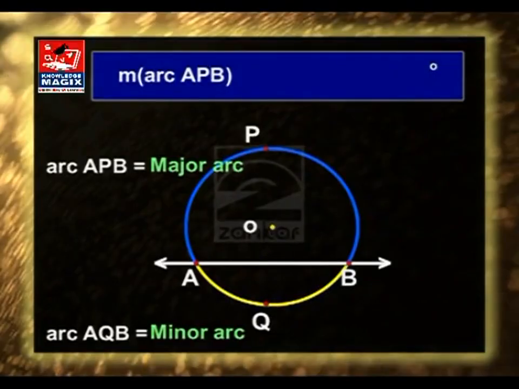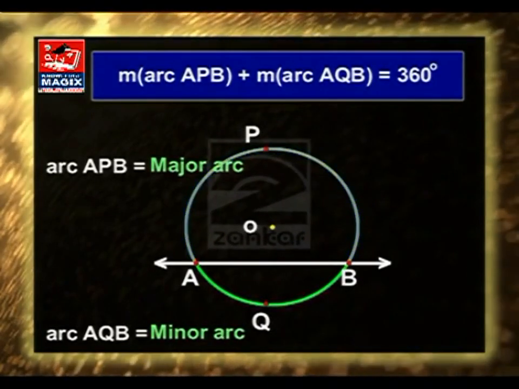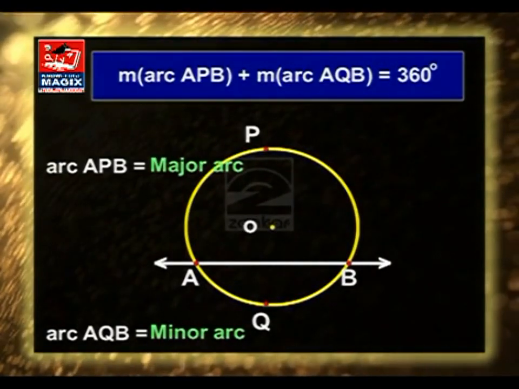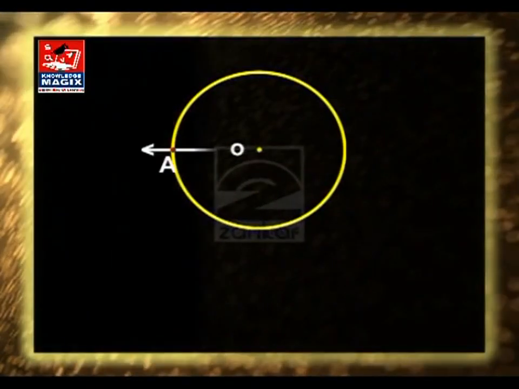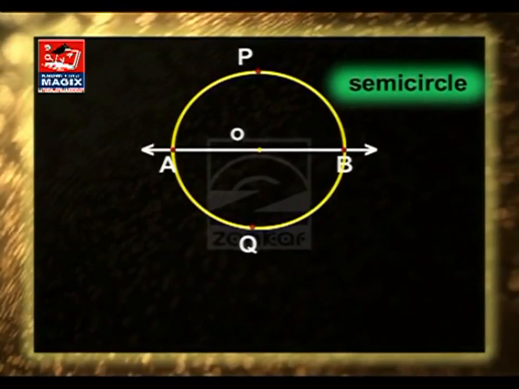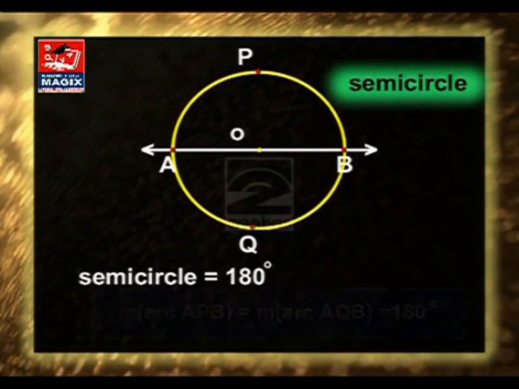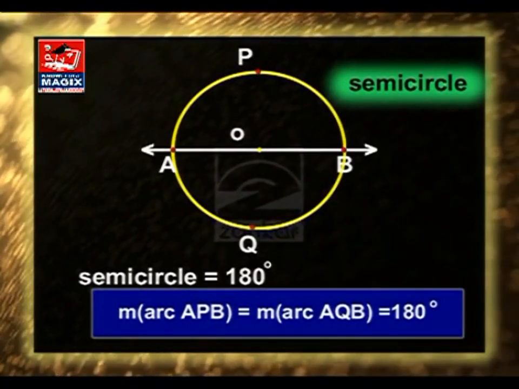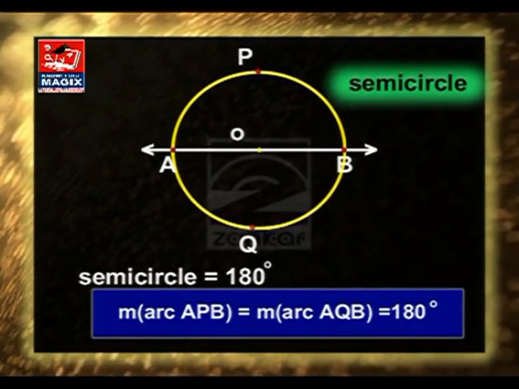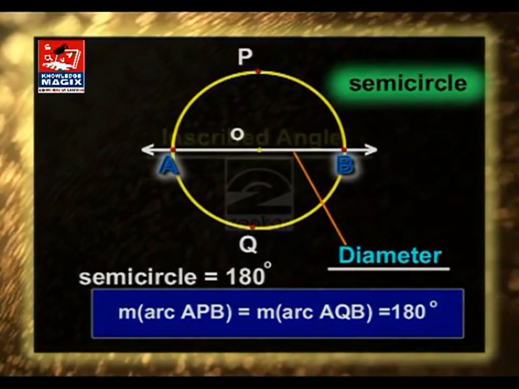Therefore, measure of arc APB plus measure of arc AQB is equal to 360 degrees, that is the degree measure of the circle. But if a chord passes through the center, then each arc so formed is called a semicircle, and the measure of a semicircle is 180 degrees. So here arc APB is equal to arc AQB is equal to 180 degrees, as seg AB is the diameter of the circle.